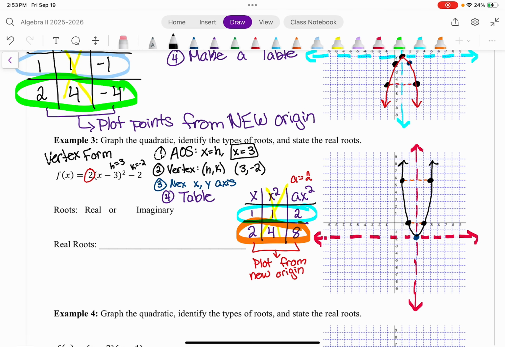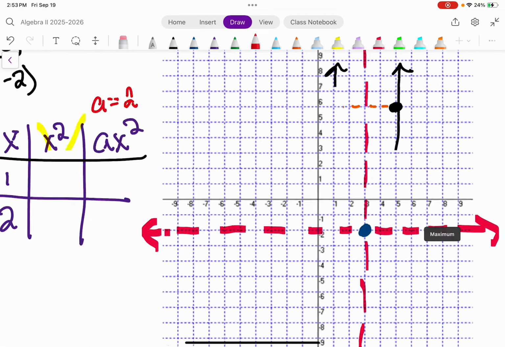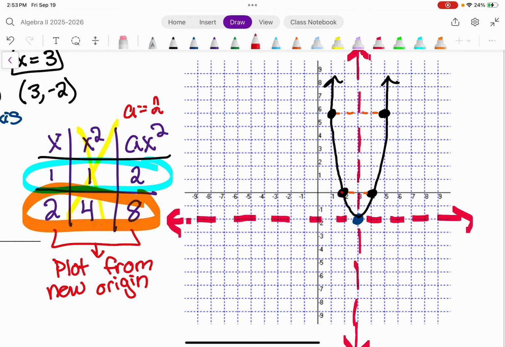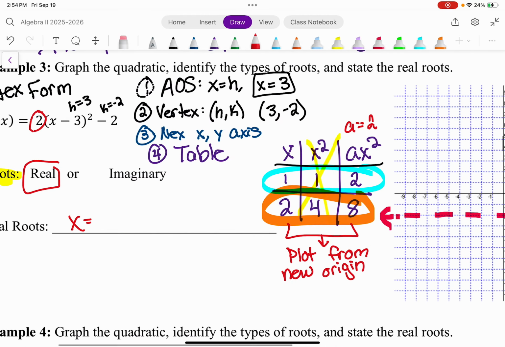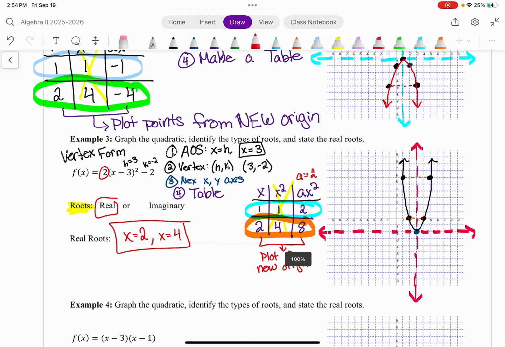With this one, they're asked about the type of roots that we have. So if it goes through the x-axis, it's real. If it does not, they are imaginary. This one ends up giving us real roots. If they ask what the real roots are, that's when you're going to put x equals whatever the x value was where it crossed the x-axis. So this one crossed at 2 and 4. So we would write down x equals 2, x equals 4. And that would be the answer for the roots.